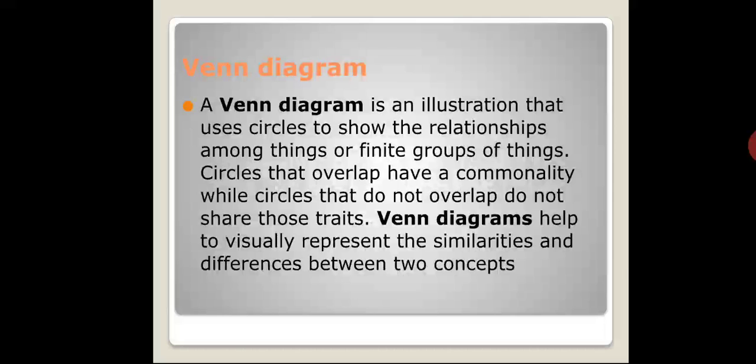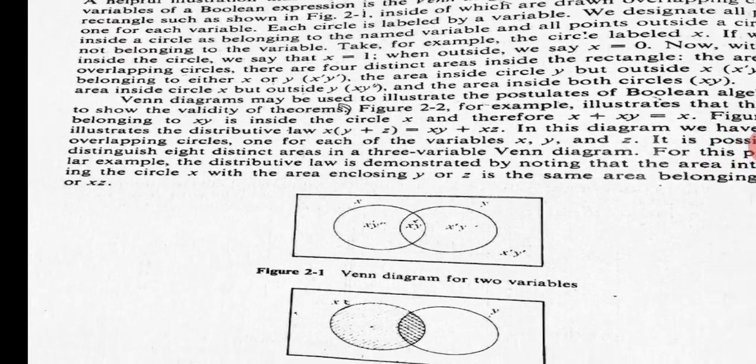In computer organization, whenever you deal with zeros and ones, when you have finite sets of groups, ultimately to represent those steps you need the Venn diagram concept. Fine. So a Venn diagram helps to visually represent the similarities and differences between two concepts. That is the reason why you use a Venn diagram. You can see a Venn diagram example here.